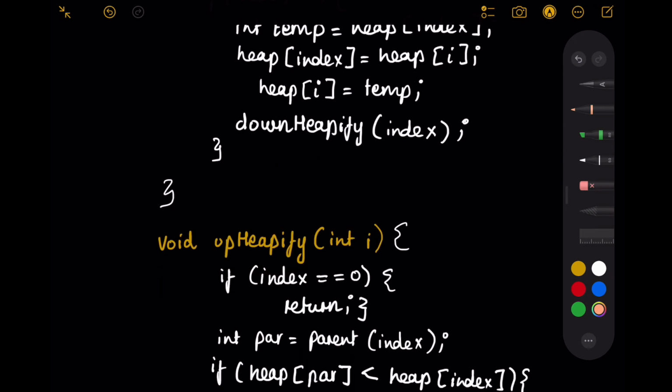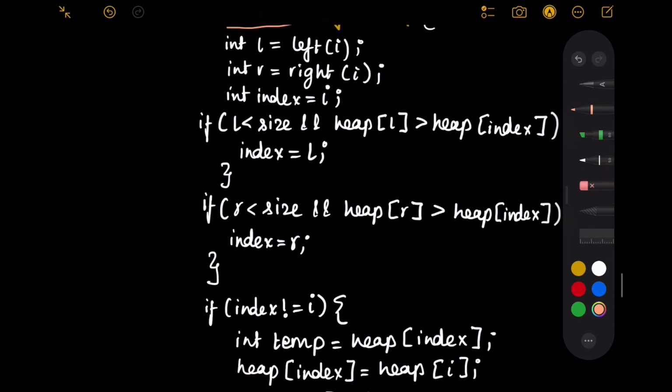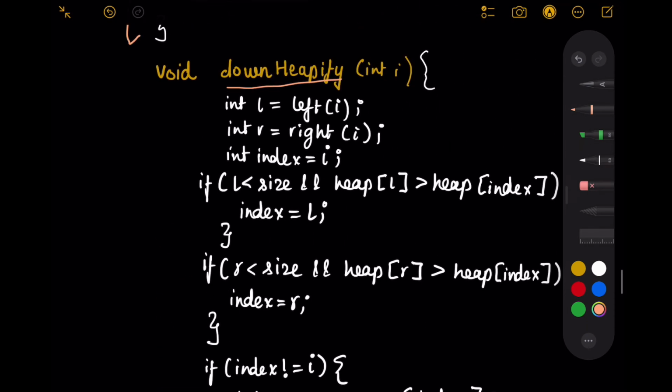Similarly, in the other operation, we compare the current node with its parent, swap it, and delegate the task to the parent. So again, in the tree visualization of the heap, we are moving upwards in the tree. That's why I have named that operation upheapify. So let's quickly go through the code for both the operations.